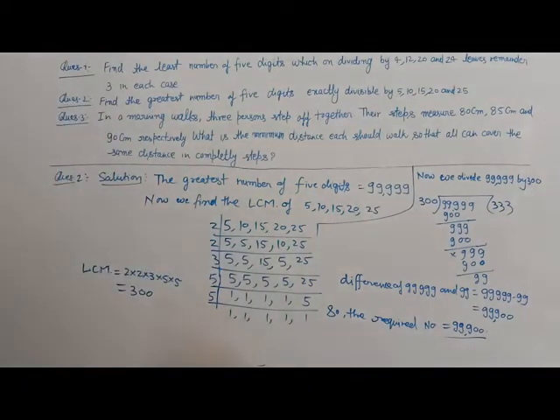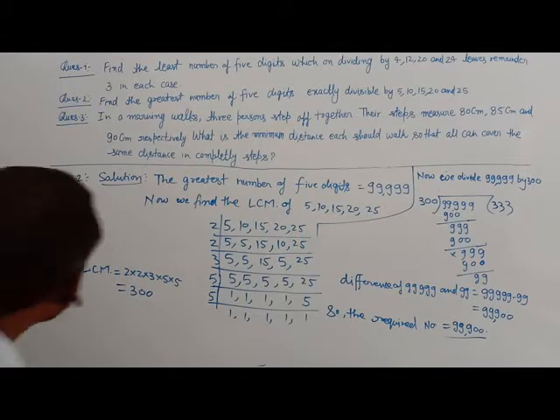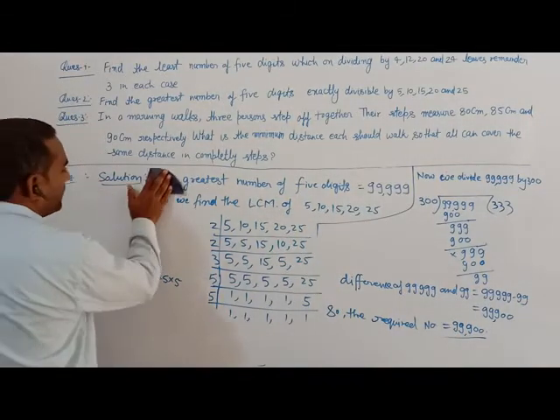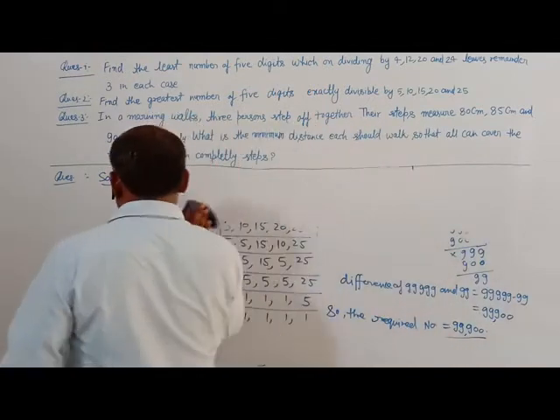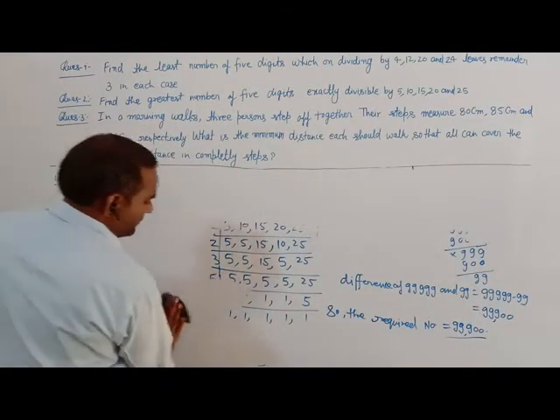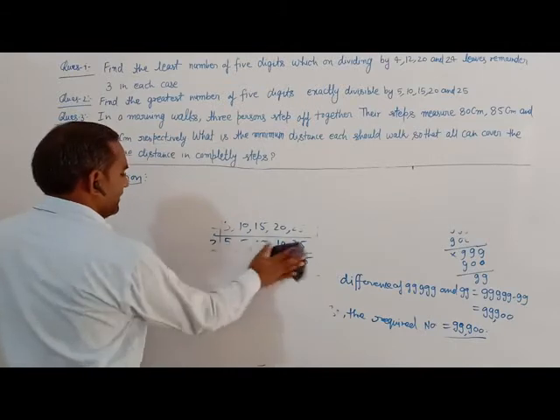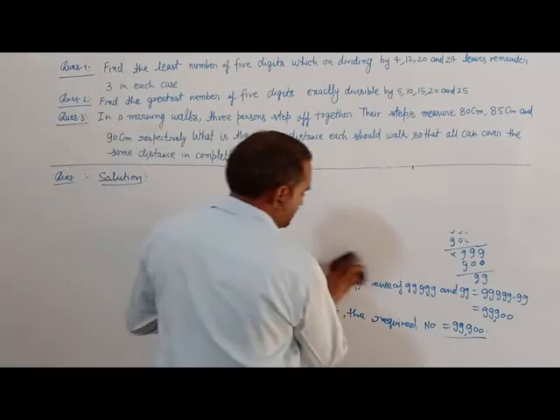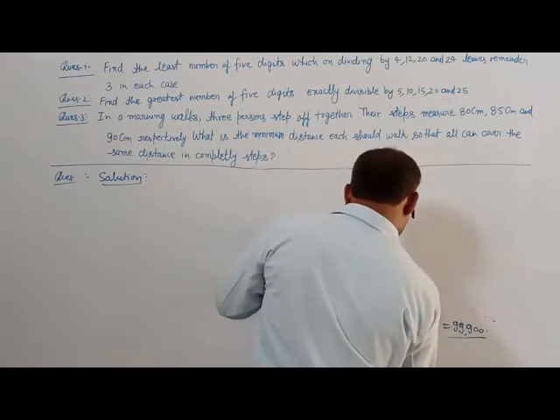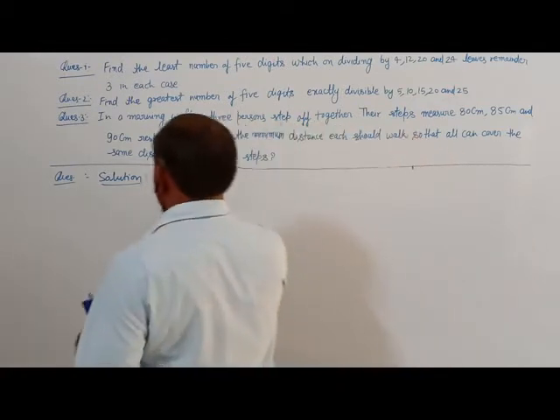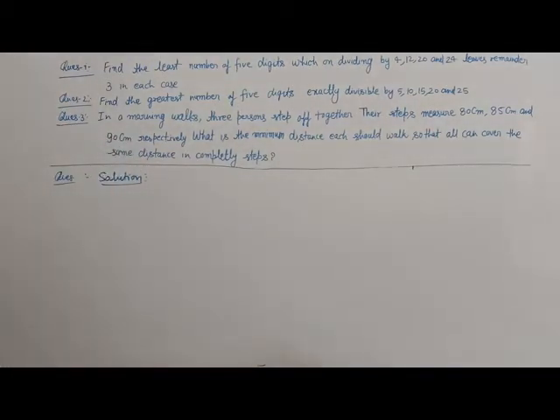In this way, all of you can solve many questions from your exercise book. Now we start question number 3. These are very important questions for all of you, and you can solve many questions of these types from the exercise book. Now we solve question number 3.